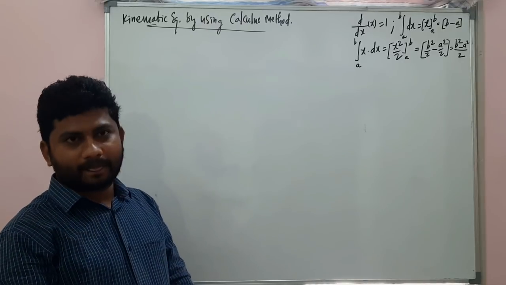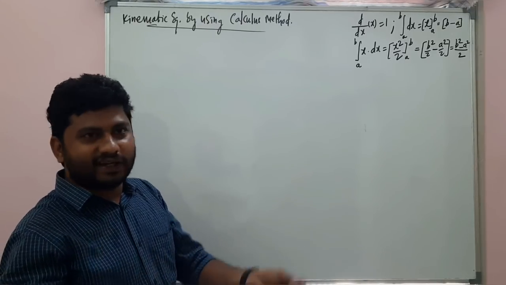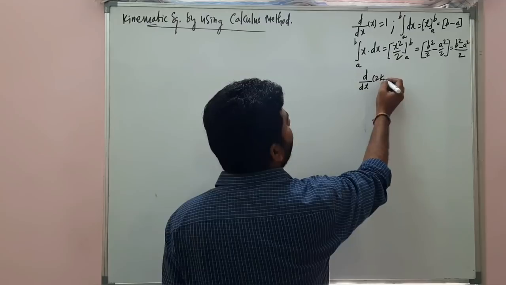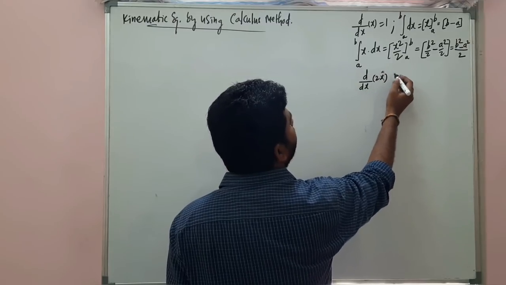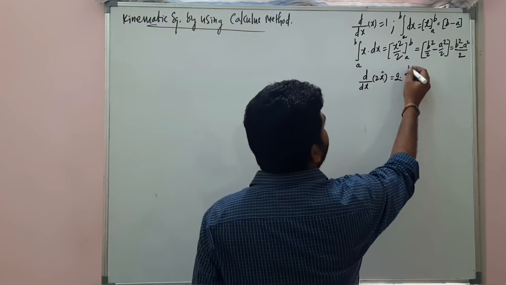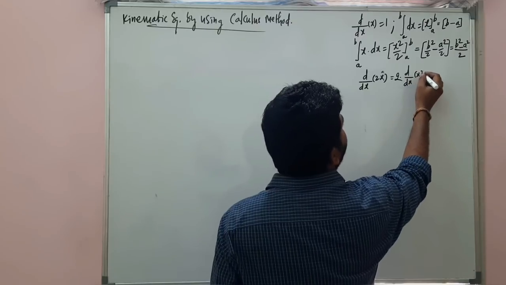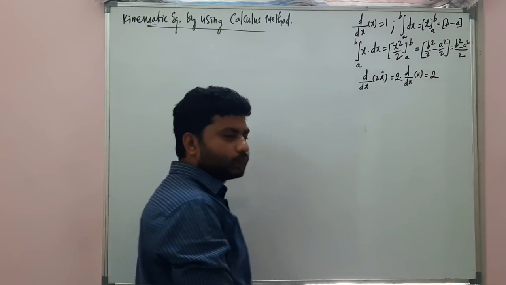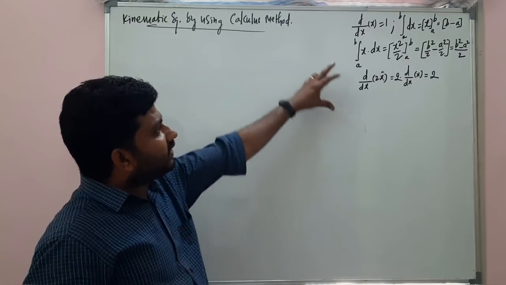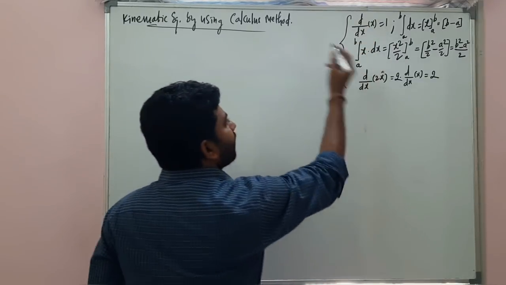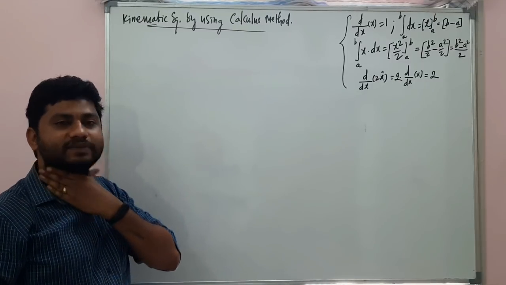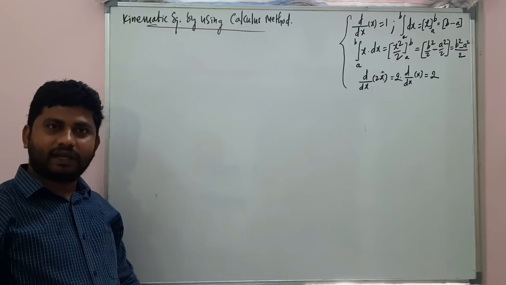Only these basics. And one more, for your better understanding: d by dx of 2x is equal to 2, which comes out as it is a constant, into d by dx of x. d by dx of x is 1, so that's 2. These simple basic differentiation and integration formulas are required for us to solve by the calculus method. Alright, my dear children, shall we start?